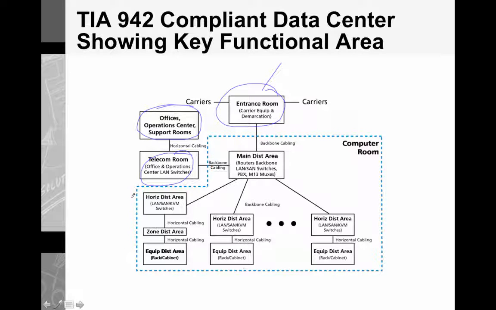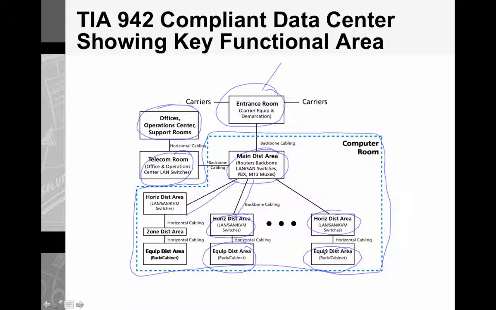And then this is your main computer room. This is where your servers are placed. That's also organized as the main distribution area, which is where the switches are. And then there is something called the horizontal distribution area, which is where the LANs are. So there are several LANs that are connected. And then there are the racks and cabinets.